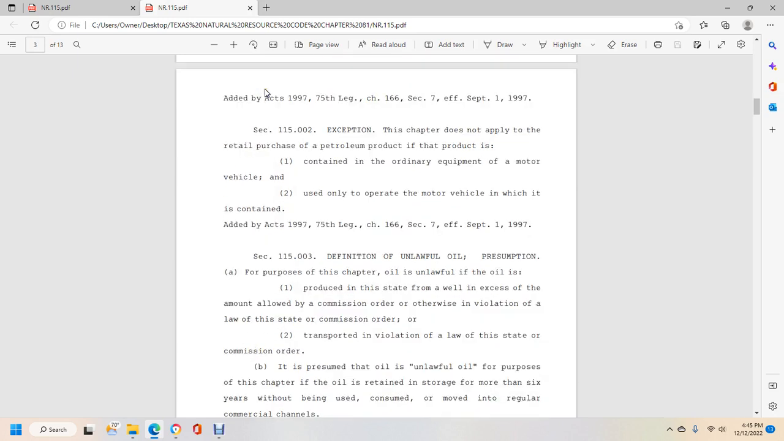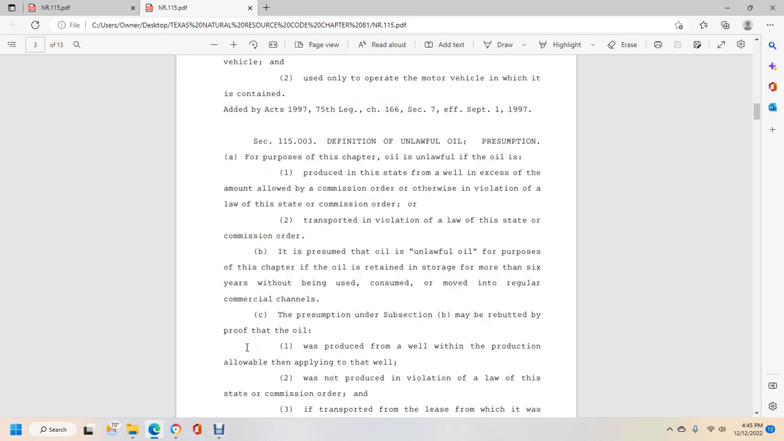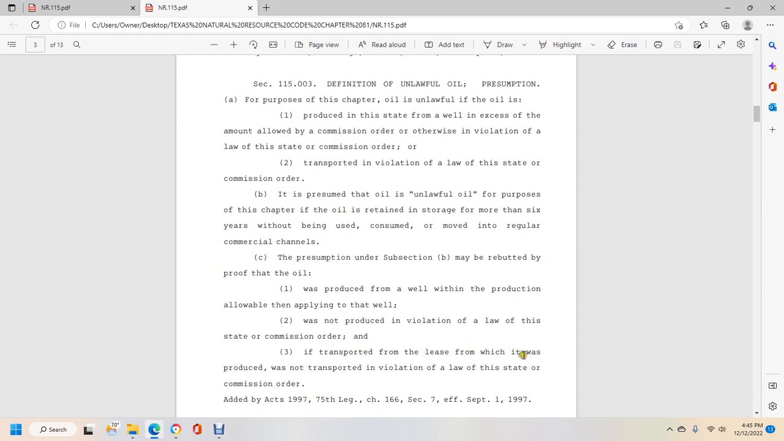Section 115.003, definition of unlawful oil, presumption. For the purposes of this chapter, oil is unlawful if it is produced in this state from a well in excess of the amount allowed by law or commission order, or is otherwise produced in violation of a law of this state or a commission order, or is transported in violation of a law of this state or a commission order. Oil is presumed to be unlawful for the purposes of this chapter if it is retained in storage for more than six years without being used, consumed, or moved into the regular commercial channel. The presumption under Subsection B may be rebutted with proof that the oil was produced from a well within the production allowable applying to the well, was not produced in violation of a law of this state or a commission order, and was transported from the lease from which it was produced, not transported in violation of a law of this state or a commission order. Acts 1997.